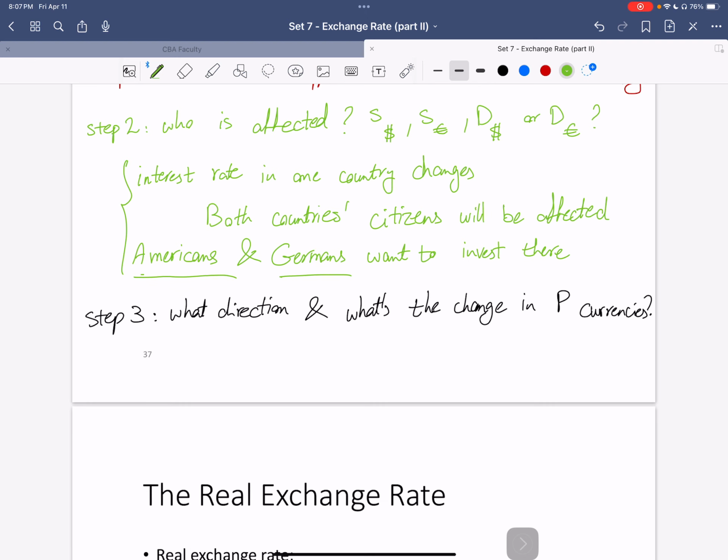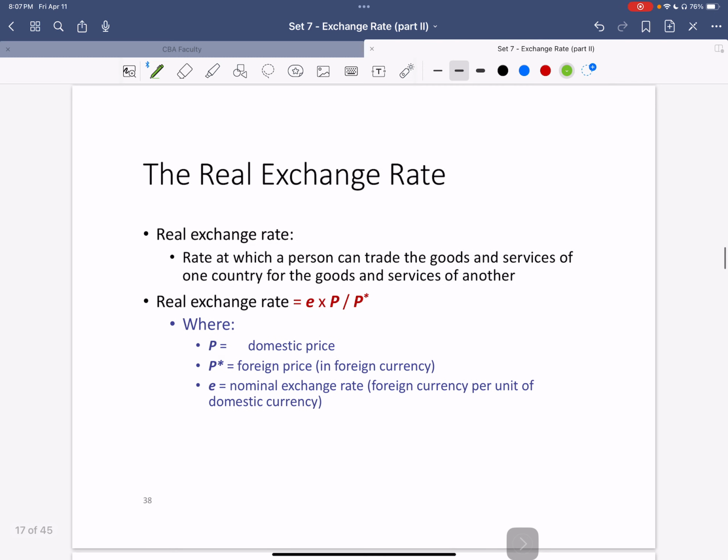Now let's look at the real exchange rate. What we've been talking about so far was the nominal exchange rate. Now we want to see what the real exchange rate is. Nominal exchange rate was the rate at which a person can trade each currency for the other one. But real exchange rate is the rate at which a person can trade goods and services. So real exchange rate is in terms of the number of goods and services of one country for the goods and services of another country.